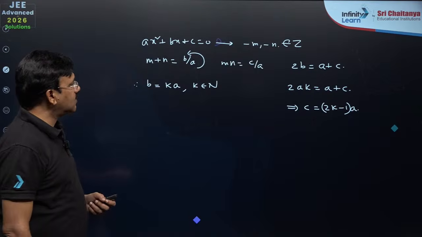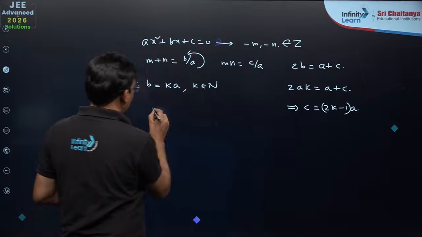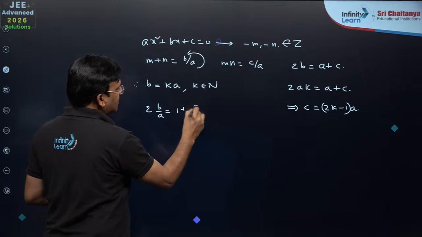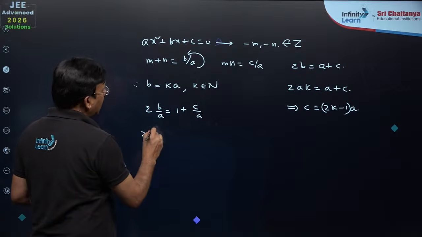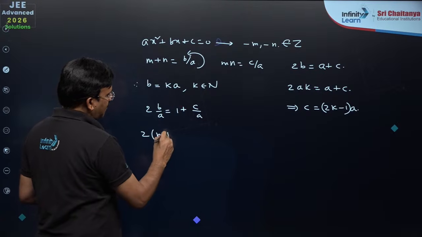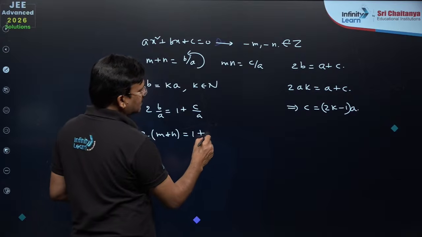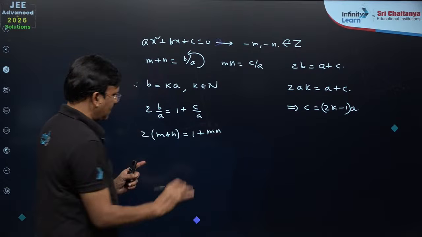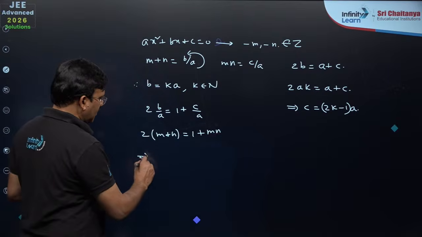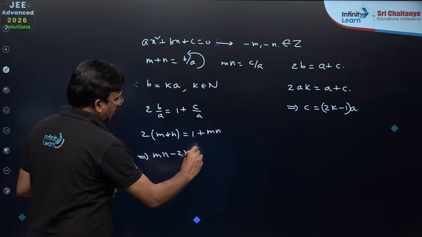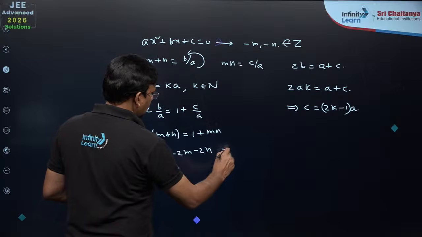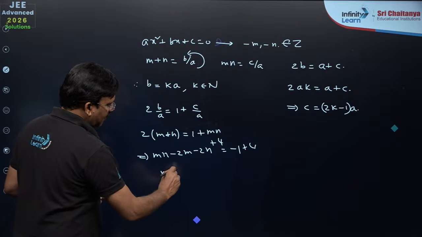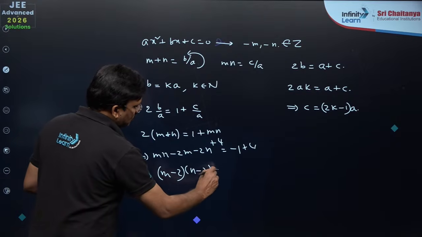Moreover, friends, if you divide by a, this becomes 2b by a is equal to 1 plus c by a. Which gives b by a, that is m plus n, is equal to 1 plus c by a, which is nothing but mn. Let us continue from here. So can I write it as mn minus 2m minus 2n is equal to minus 1? For completing this, add 4 on both sides. This is (m minus 2) into (n minus 2) is equal to 3.